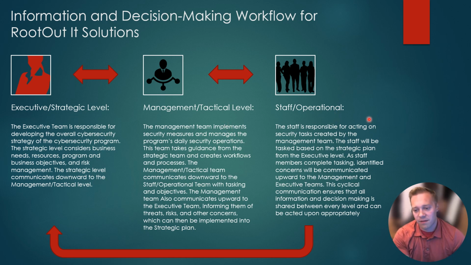So let's go to the staff operational level. The staff is responsible for acting upon security tasks created by the management team. The staff will be tasked based on the strategic plan from the executive level. As staff members complete tasking, identified concerns will be communicated upward to the management and executive levels. The cyclical communication ensures that all information and decision making is shared between every level and can be acted upon appropriately. Now, some decisions can be made at each of these levels. There is autonomous power to make those decisions, but typically this is the workflow that we will see within our current program.